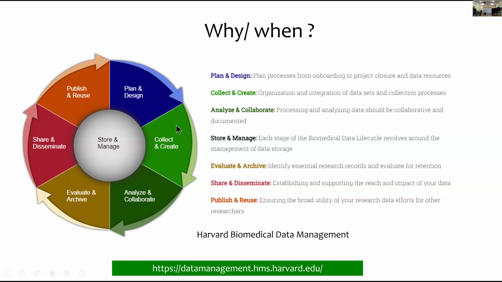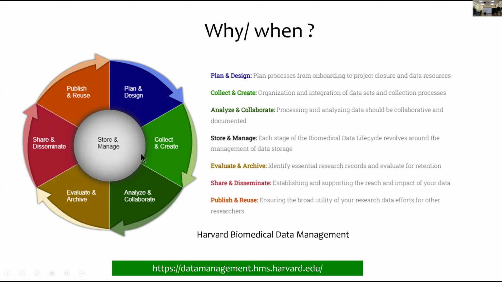The next step is you will analyze the data, collaborate with all your team members, and finally publish. You'll analyze and collaborate, then evaluate your findings, then share and disseminate your results with other people. The last step is to publish it plus reuse it. If you store and manage your data properly, you can reuse the data as well.